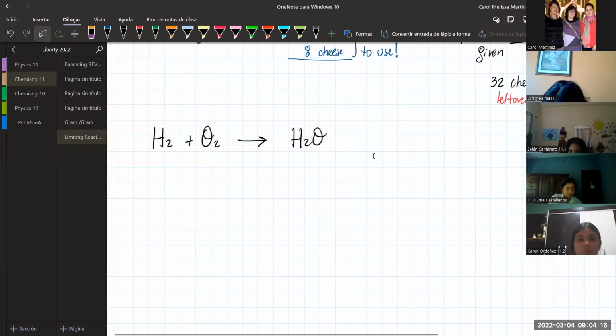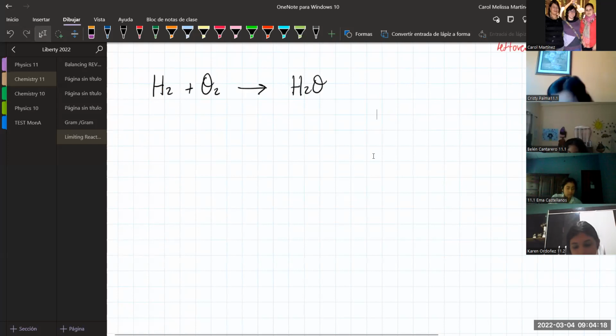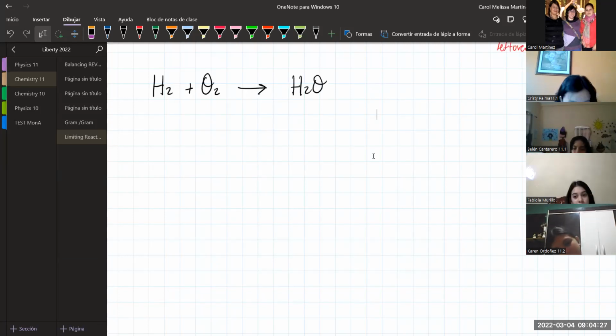Okay, first, what I have to look at in the chemical reaction. I need to check something. What do I need to check? If it's balanced. If it is balanced, okay. If it's not balanced, I need to do the balancing procedure, okay? So I do my procedure.